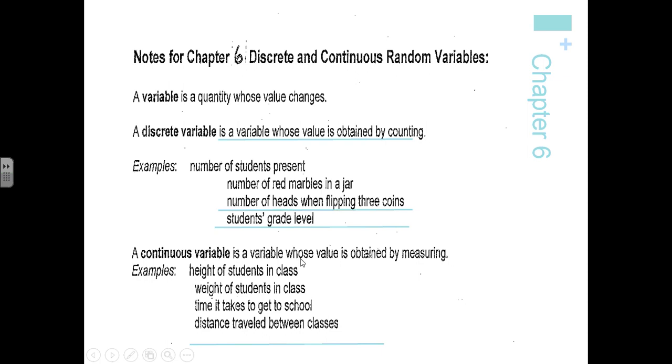All of these are countable things, and so your answers would be 1, 2, 3, 4, and so forth. A continuous variable, on the other hand, is usually found by measurement, such as height, weight, time it takes to get to school, distance traveled between classes. It's continuous because, of course, you'll be getting fractions between these things, and these amounts are always rounded. So think of one more example and write it in of what might be a continuous variable.